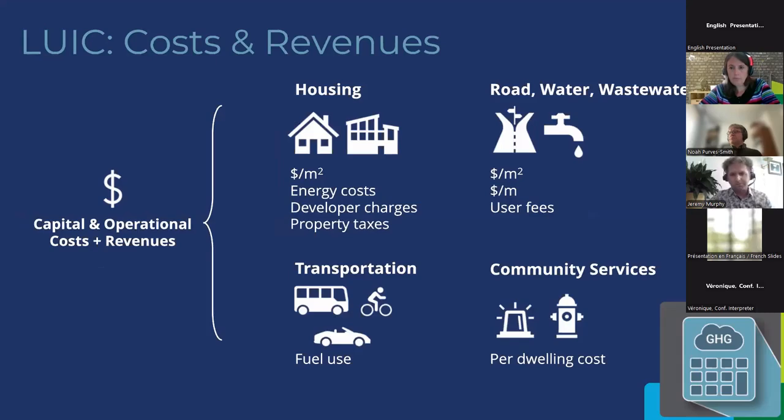For transportation, it's fuel consumption. And for the community services, these are things like schools, fire departments, and police departments. These are on a cost per household basis. As we'll see as we go through the tool demonstration, all of these financial considerations are in the tool, and you can specify your municipal or regional precise values for these as well.